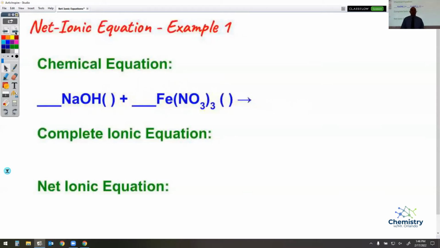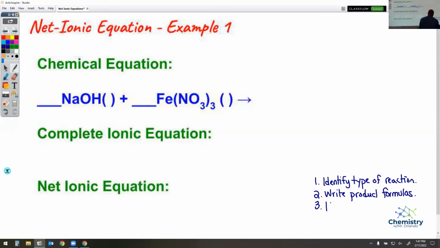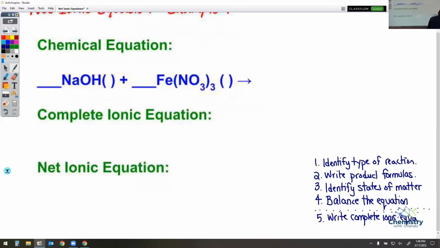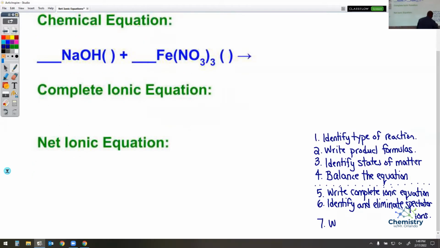Let's take a look at our first example. When writing out net ionic equations, we're going to follow the exact same steps that we would when we're writing out traditional equations. In fact, the first 4 steps are what you've learned already. Let's take a look at what those are. Okay, as you can see, the first 4 steps are the normal steps that we would write when writing any chemical reaction that we've learned thus far.